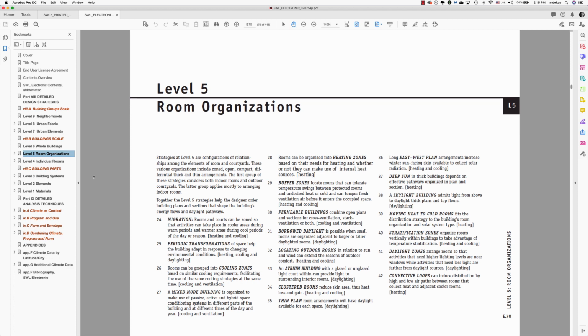And then finally, of course, at least in this version, you can search in Acrobat. You can just search by keywords. But sometimes if you just search for something generic like heating or lighting or cooling, it'll take you a long time to find what you're looking for. So the more specific you can be, the better. All right, so that's an overview of how to move around inside of Sun, Wind, and Light.